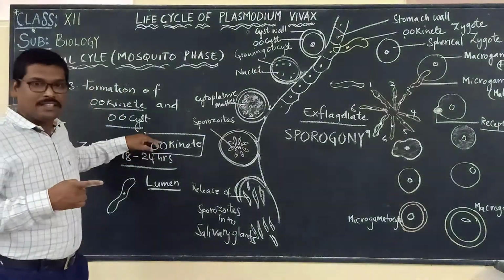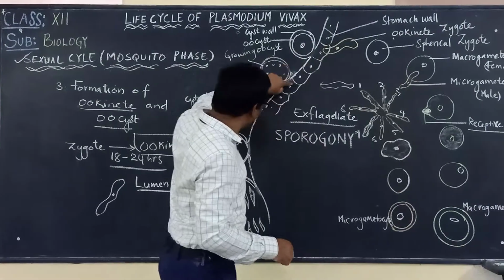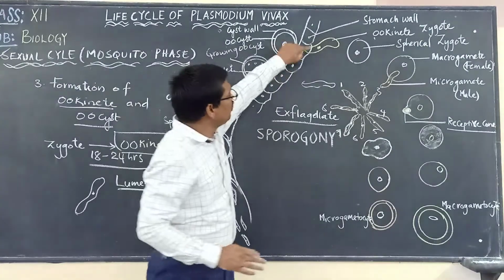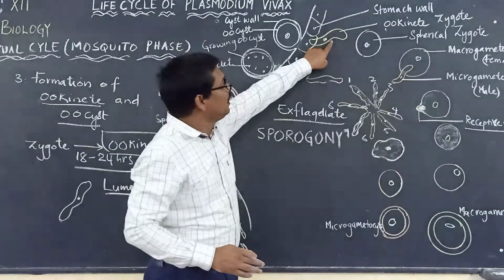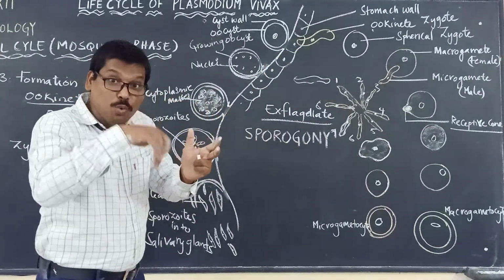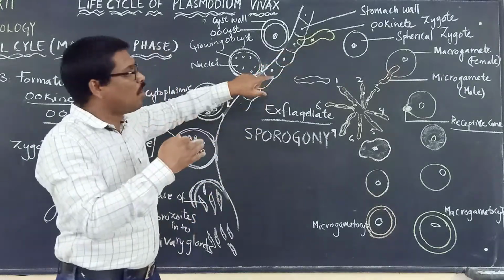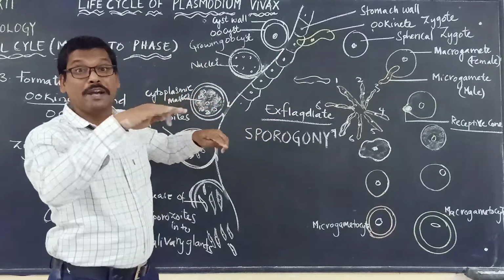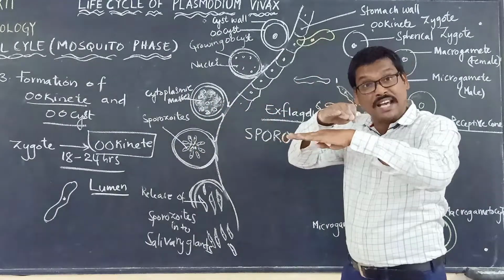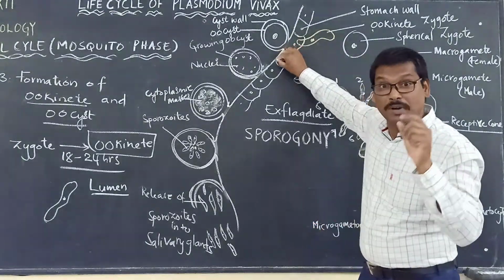Now immediately this ookinete pierces the walls of the stomach. This is the stomach wall which we are seeing, and this is the ookinete. It is piercing the stomach wall, moving from the lumen into the walls of the stomach. It pierces the wall and comes to the basement membrane, onto the surface of the stomach wall cells.